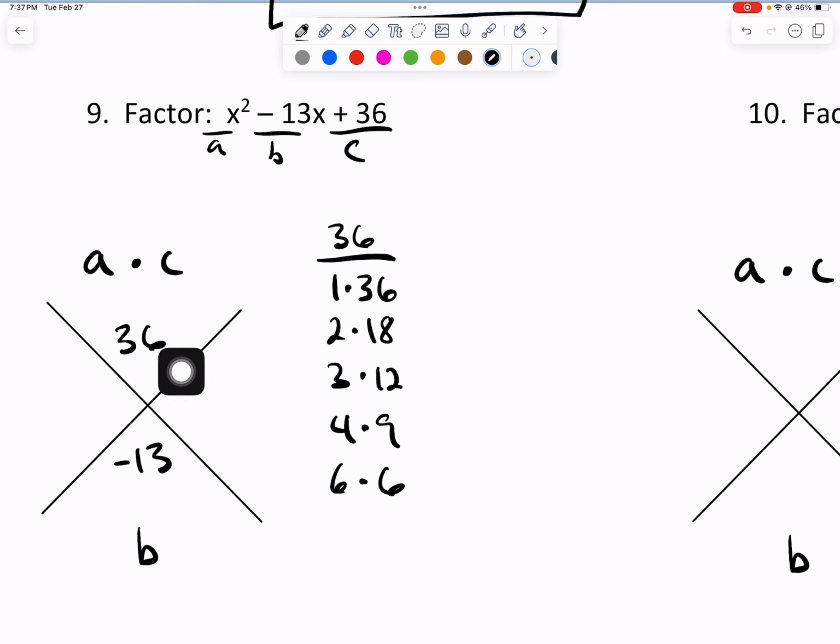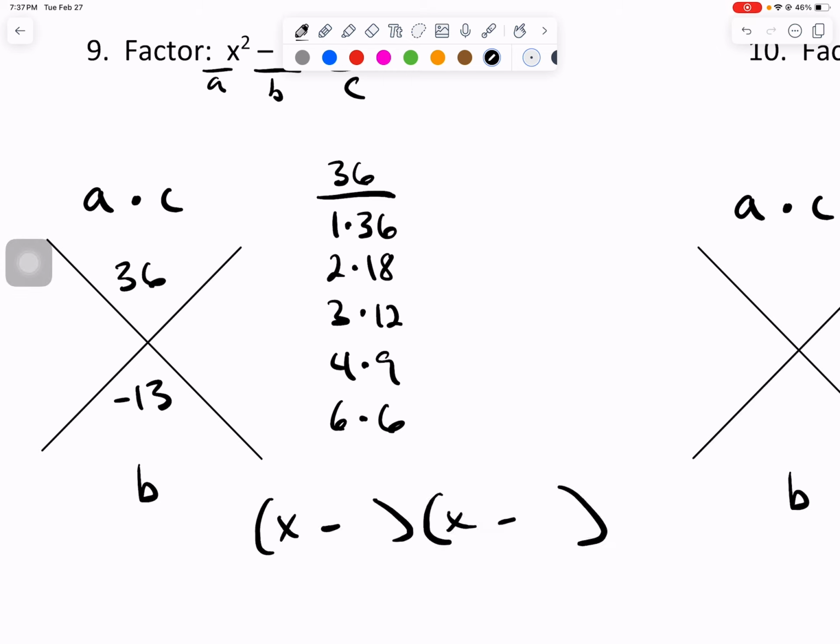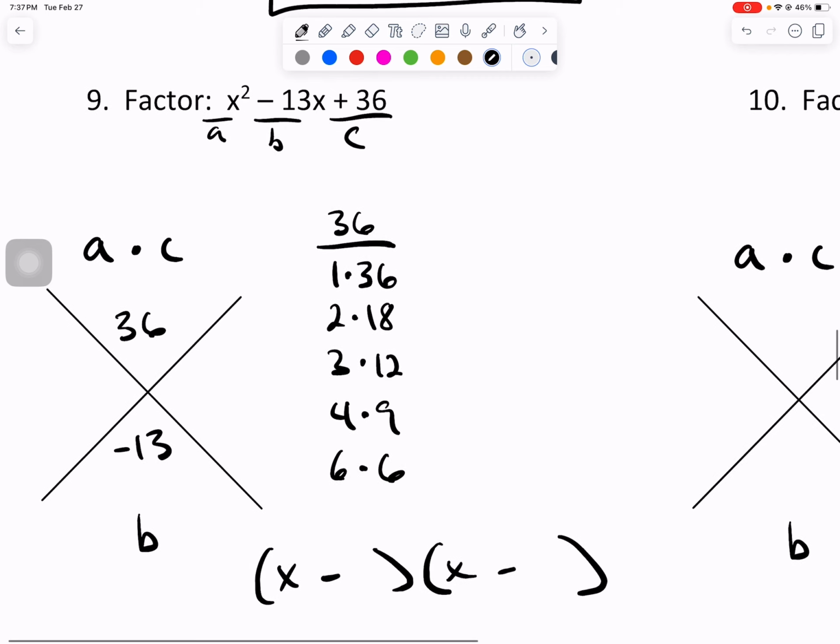But when you do A times C, you get a positive. So that means you have to have 2 negative numbers in order to get to that negative 13. So immediately, you can set this up as x minus and x minus. That's going to give you a huge edge.